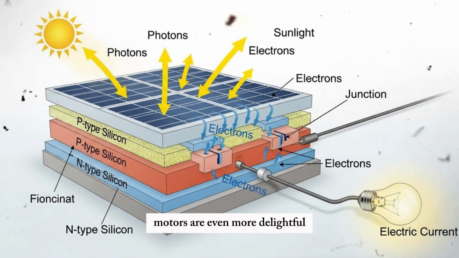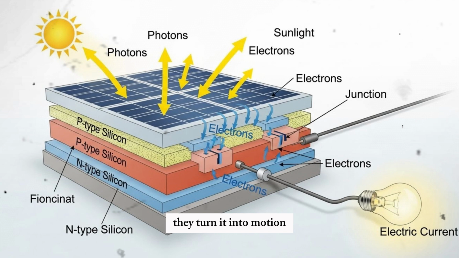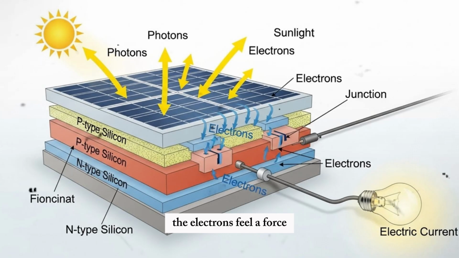Motors are even more delightful. Instead of turning electricity into heat, they turn it into motion. When current flows through coils of wire in a magnetic field, the electrons feel a force. That force twists the coil.